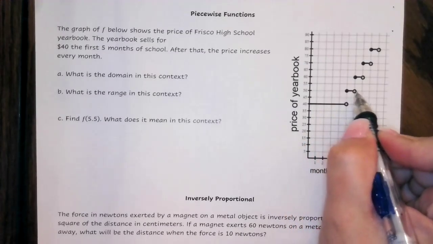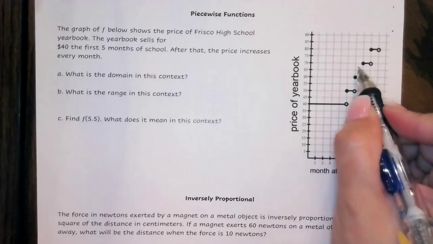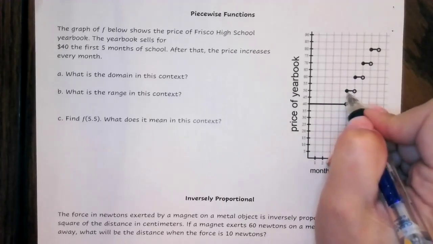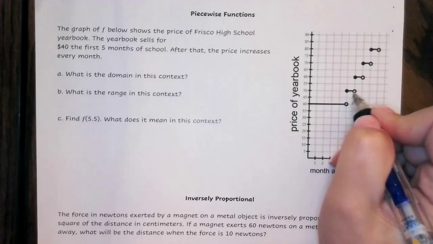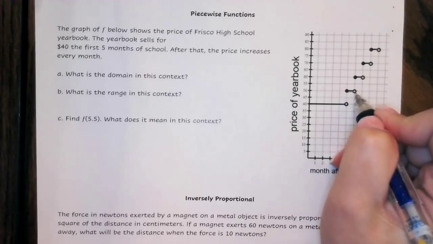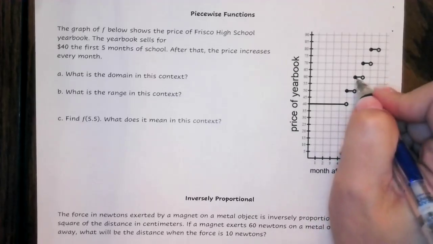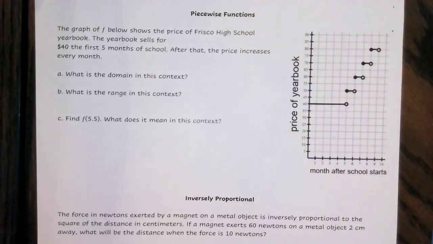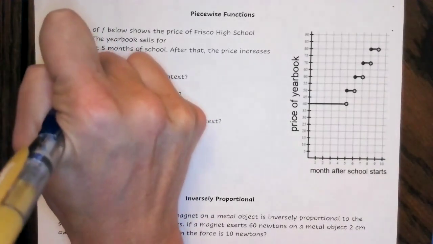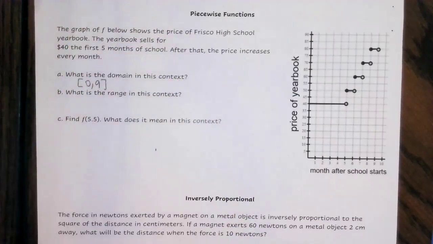Then the next month it goes up to 50, the next month up it goes to 60. Now the entire month it is at $50 here. That's why we have all of this until that first day of the next month when it goes off to the next price increment. All right, so what is the domain in the context? It would be from 0 to 9 months, which is the school year here.